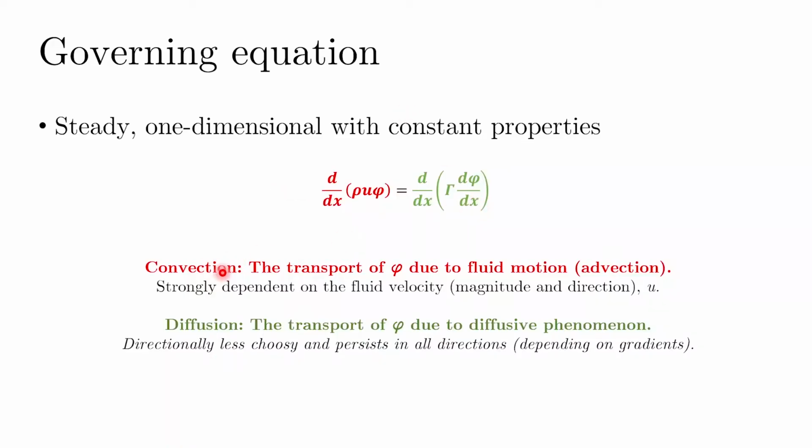The first process is called convection, and that basically represents the transport of this variable phi due to the fluid motion. As I was saying, now we are going to include the effects of fluid motion, and that is what is taken care of in the convection term.